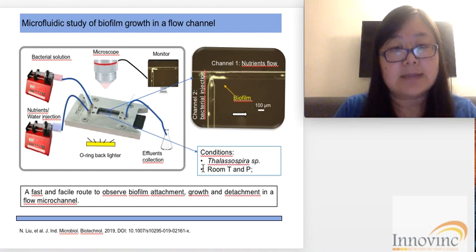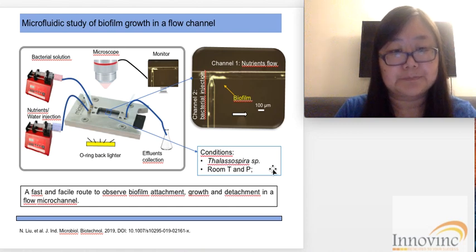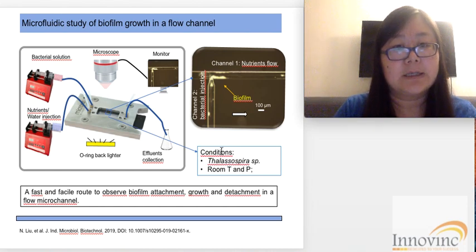As our model organism, Thauera spira can grow at ambient conditions. So the whole experiment was performed at room temperature and pressure. The bacteria and the nutrient will meet at this cross section. So we place the microscope at this position and record images of the whole biofilm growth.